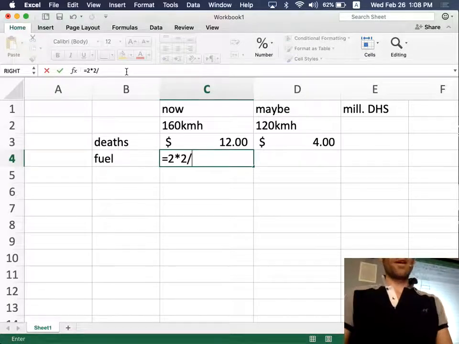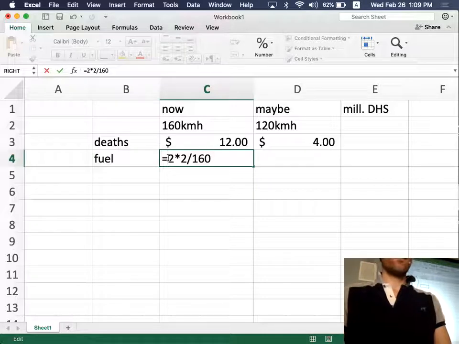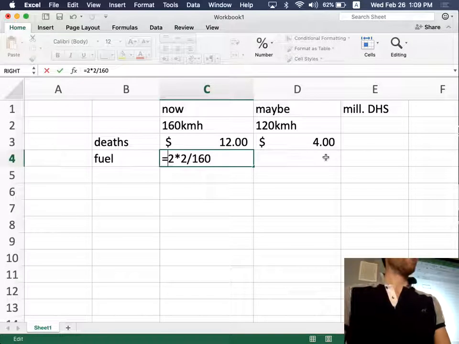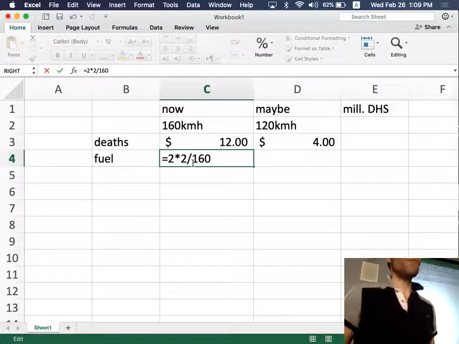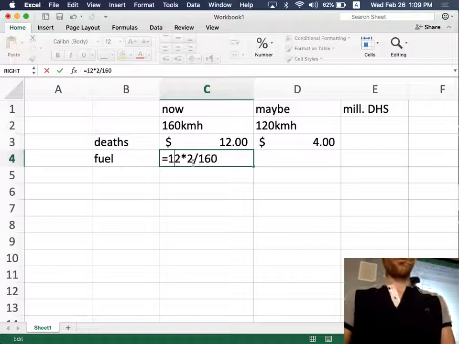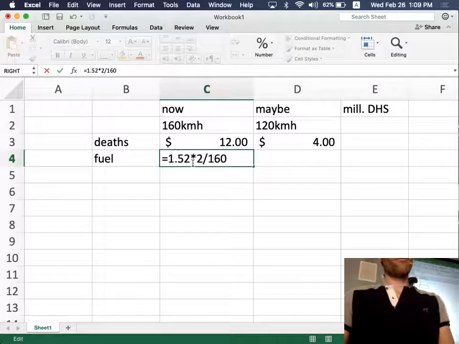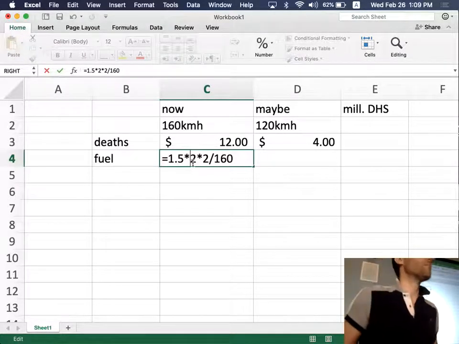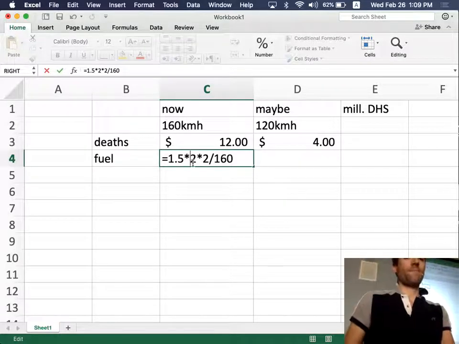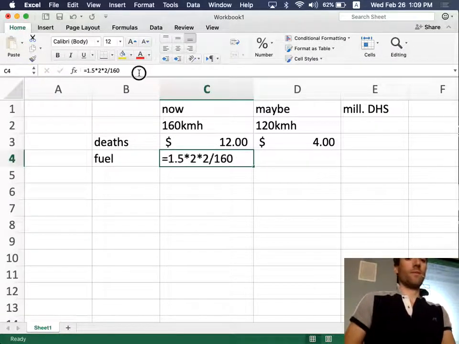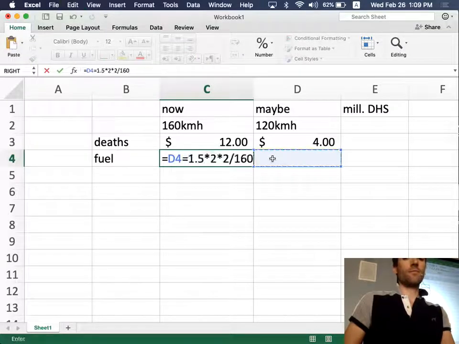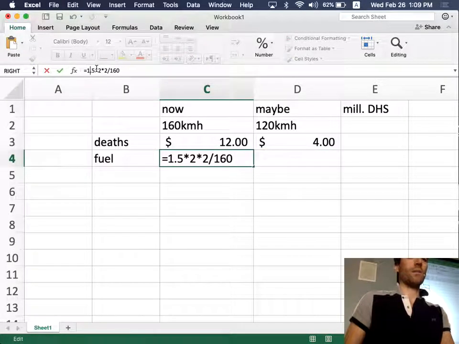So 2 dirhams divided by 160 kilometers. And what else? That's it? And 50% more fuel. So I will put 50% of this here. No, now it's 50% more. Oh, yeah, you're right. So 1.5. Perfect, thank you. Good. And here the factor is just 1.